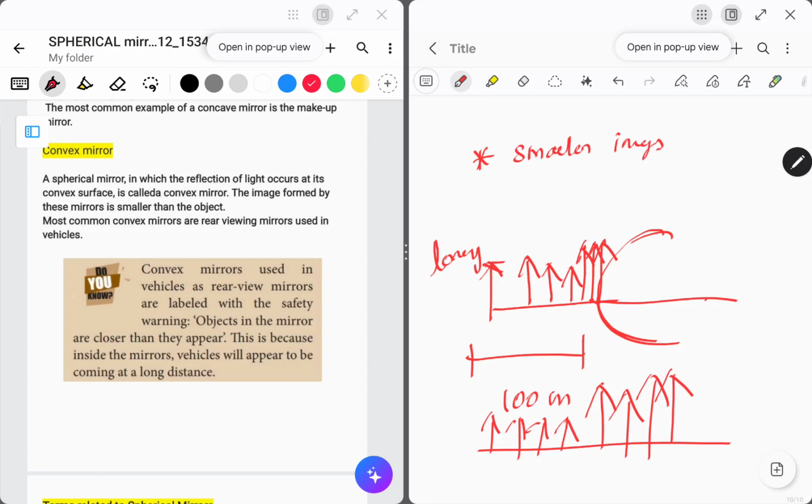Okay, let me ask you a question, you can comment on this. If you go to a mechanic shop, and your convex mirror is broken, instead of replacing it with a convex mirror, the mechanic has placed a plane mirror. Explain what will be the situation in the comment section below.